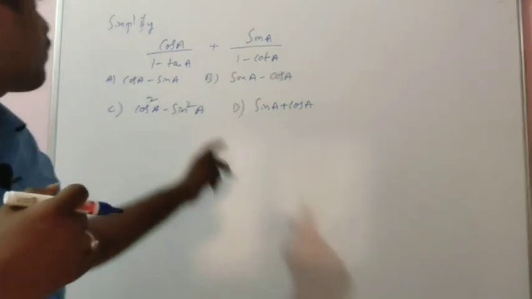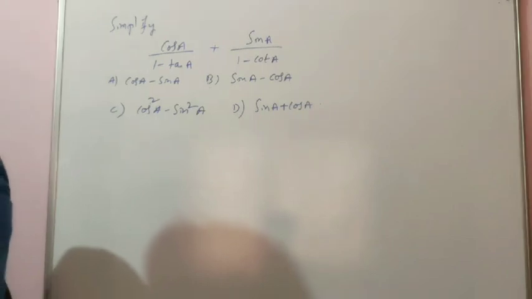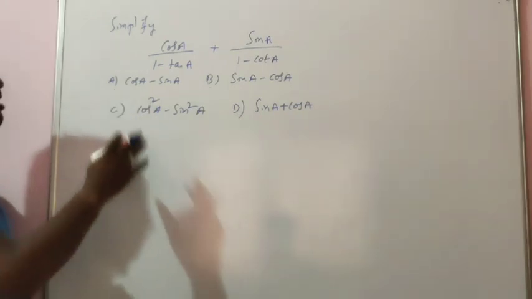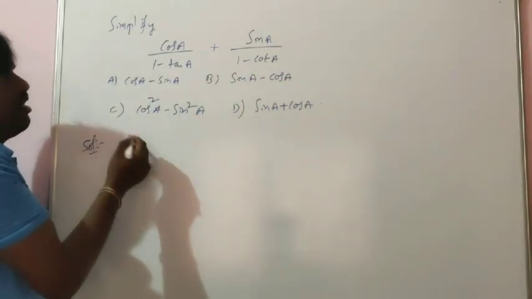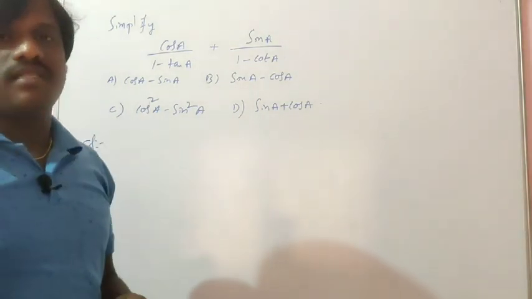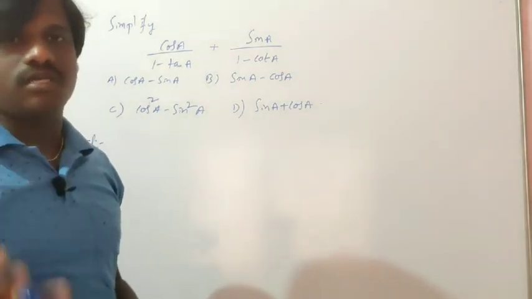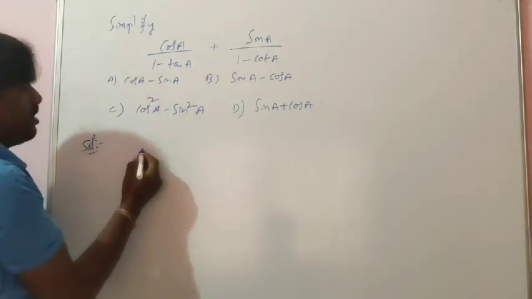Hello, see here, next question. Simplify cos A upon 1 minus tan A plus sin A upon 1 minus cot A. You have the options here. Let us discuss how to deal with this. Whenever you have a question like this with tan and cot, the better idea is to convert tan and cot into sin and cos terms. That is the better idea.